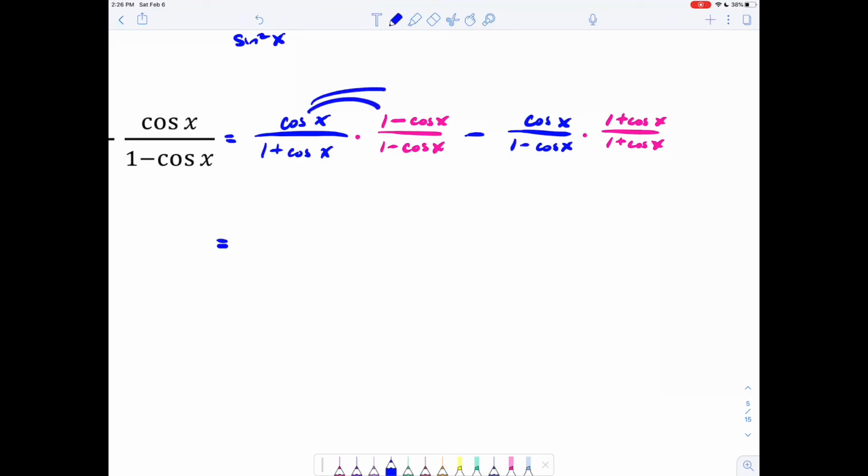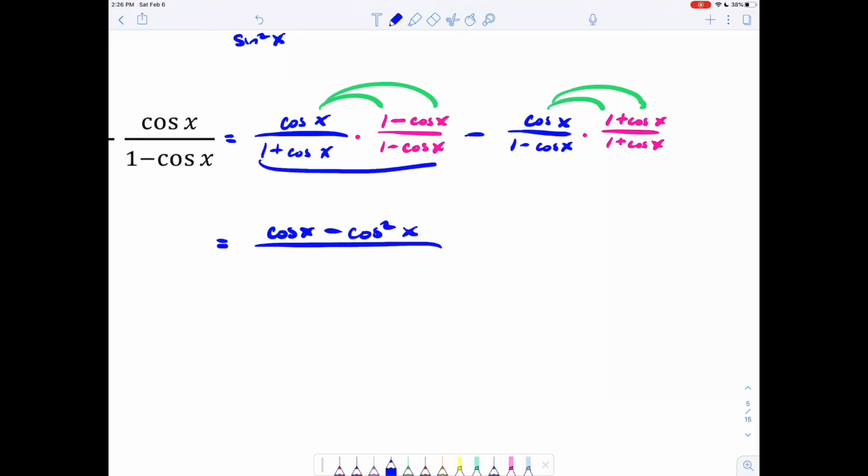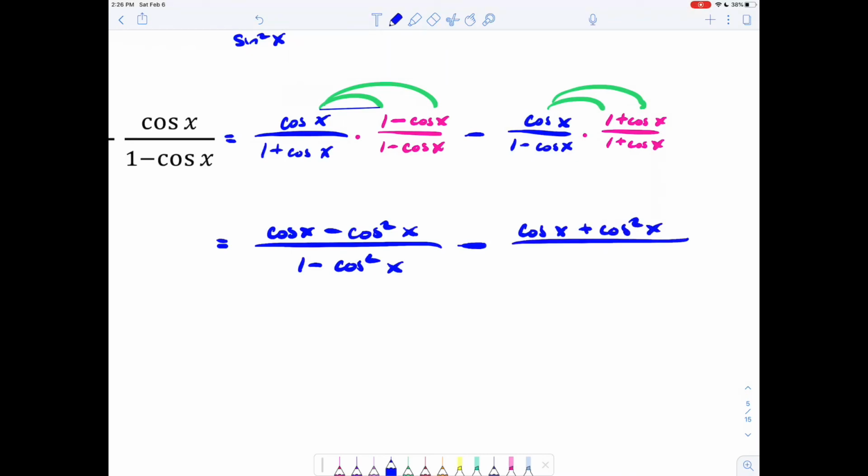So distributing this cos x, I can draw some liney lines like that. I'll be distributing that one as well. On this first bit, I'll have cos x minus cos squared x all over this product, 1 plus cos x times 1 minus cos x. And I'll be subtracting this next fraction. Again, distributing. Now we've got, not cos squared, just regular cos x plus cos squared x all over 1 minus cos squared x.